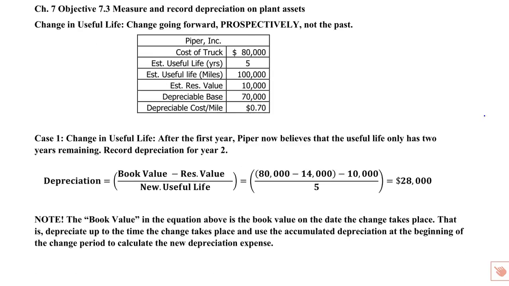The other detail we have to deal with is change going forward. A change in useful life is handled on a going forward basis, and the word you'll see is prospectively. We do not go back and change what we already did. The reason is that this is not a mistake that we're correcting. It's just an update in our estimate.